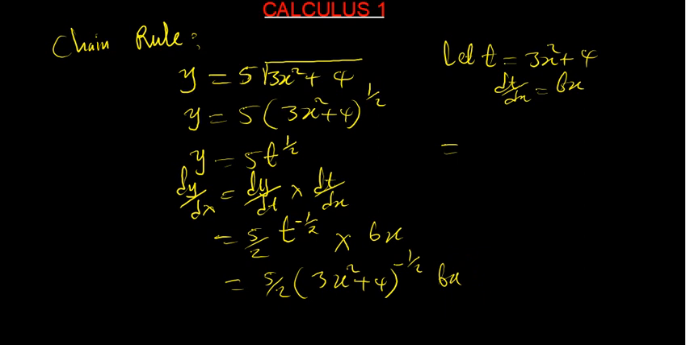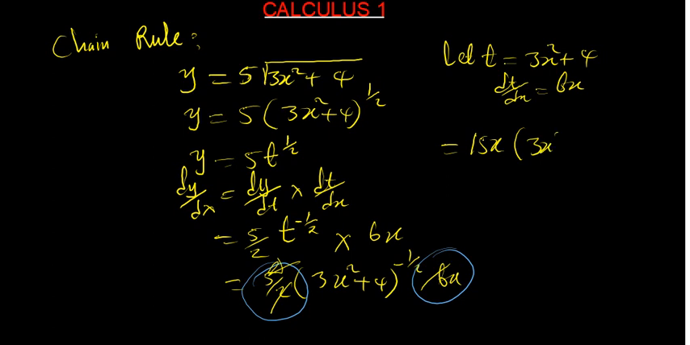Okay. So now I want to multiply this 5 over 2 by the 6x. So what you are going to get is, we know that 2 can go into 6 3 times, isn't it? And then that 3 we multiply it with the 5 which is in front here. So that will give us 15x and then 3x squared plus 4 to the power negative 1.